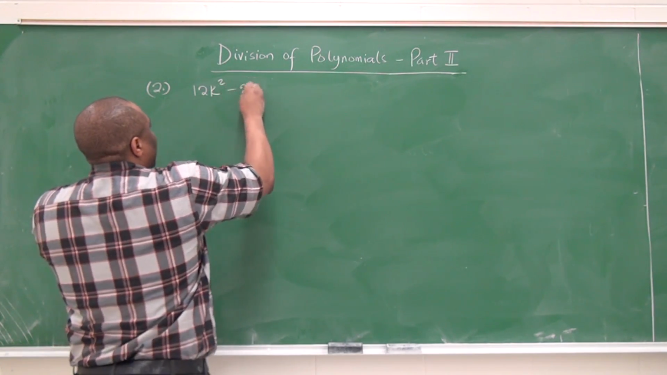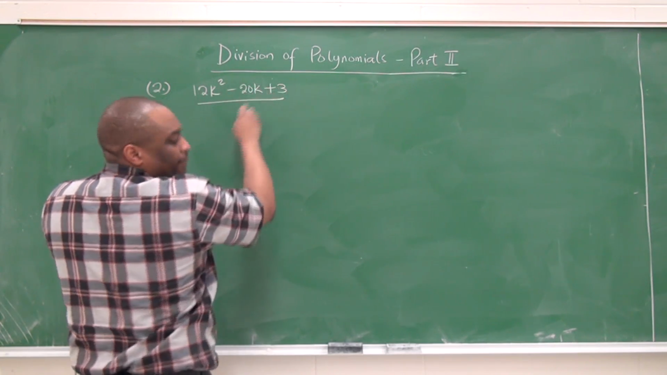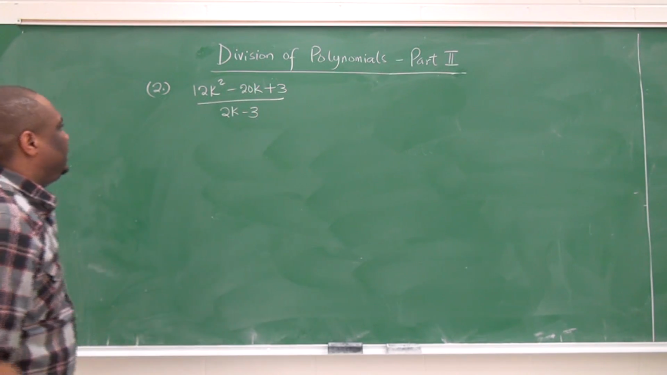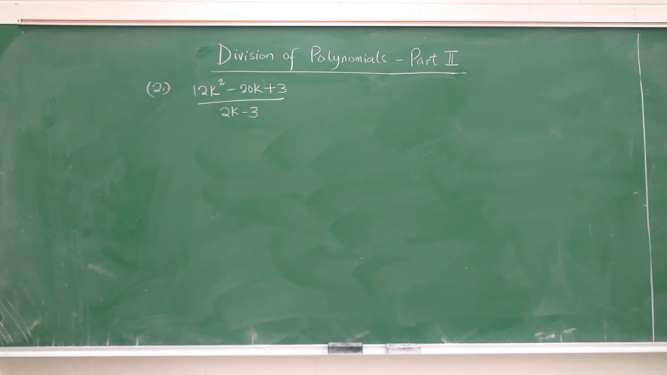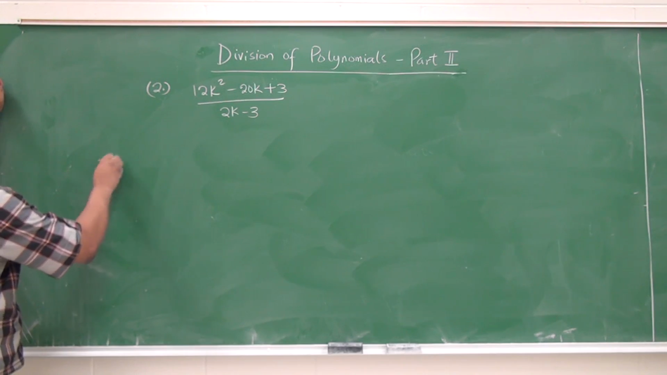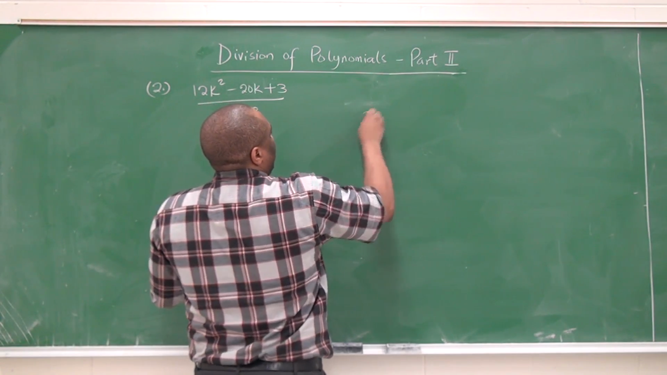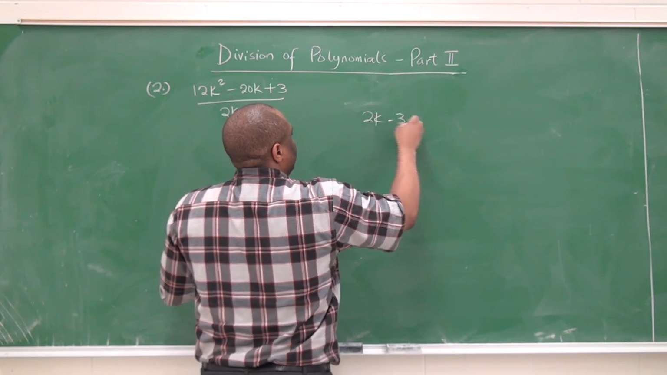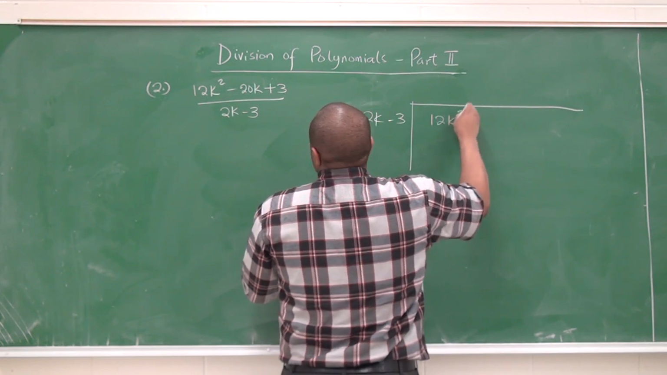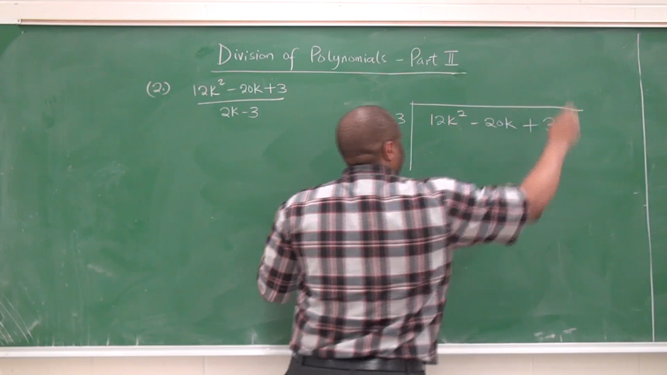So 12k squared minus 20k plus 3 divided by 2k minus 3. Okay, we'll solve and check this. So let's go ahead and set it up now. 2k minus 3, the divisor, divide 12k squared minus 20k plus 3.